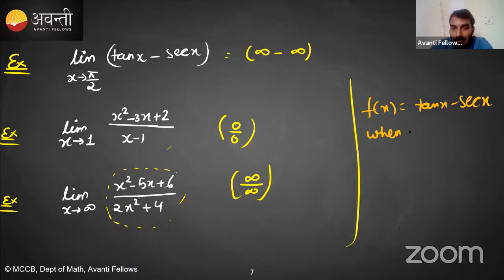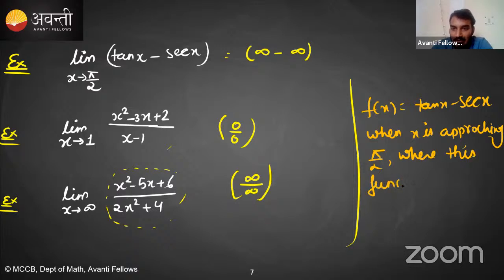When x is approaching pi by 2, where this function is approaching. Okay, so that's the answer we will be giving by seeing the techniques of limits. We will see how to find the limits, but we are making sure that we should know where to use limits and where not to use limits. Is this clear? I hope this is clear, right?